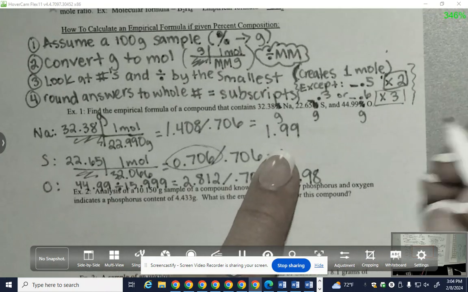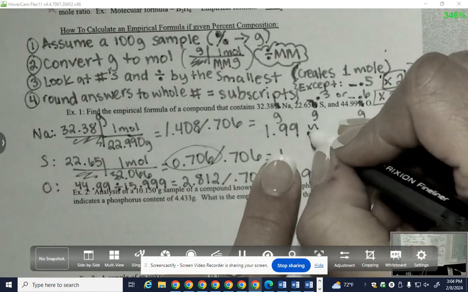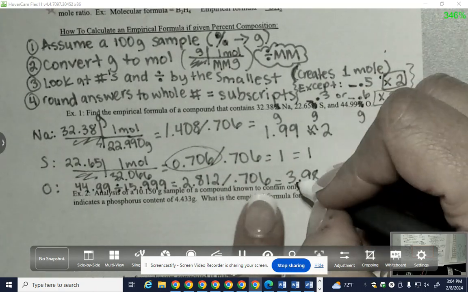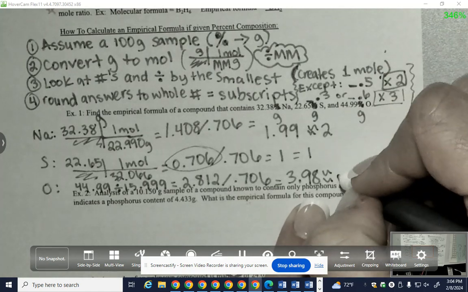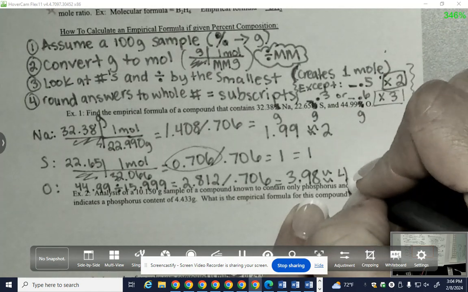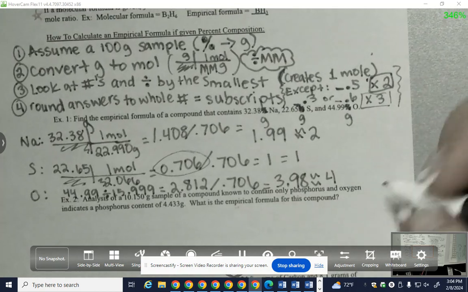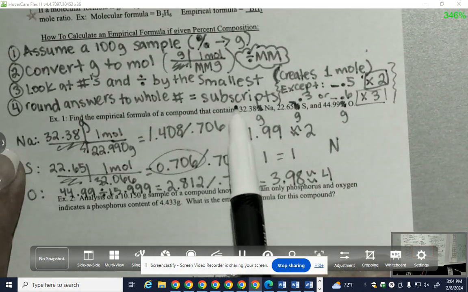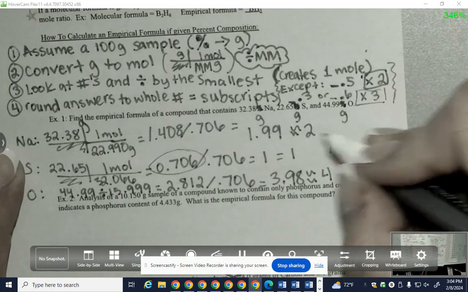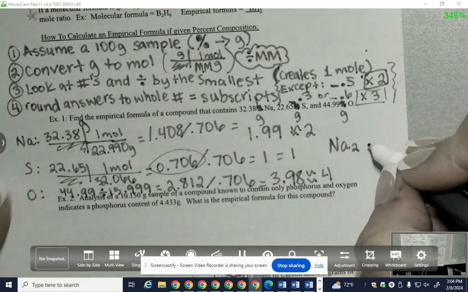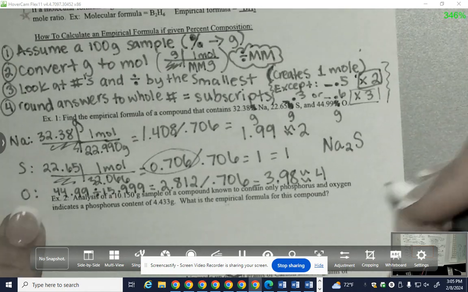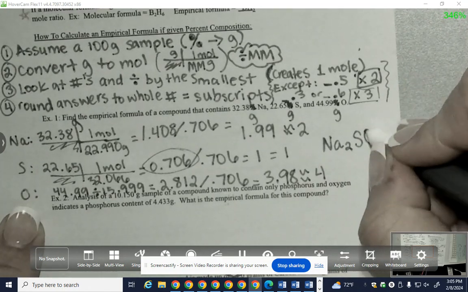So 1.99. What are we going to round that one to? A 2. 1 is just going to stay a 1. And 3.98 is about 4. So that's our answer. We're going to have Na, right? Answers are the subscripts. So we're going to have Na with a little 2. We're going to have S. We don't write 1, so I'm just going to leave it as S. And then I have O with a little 4.